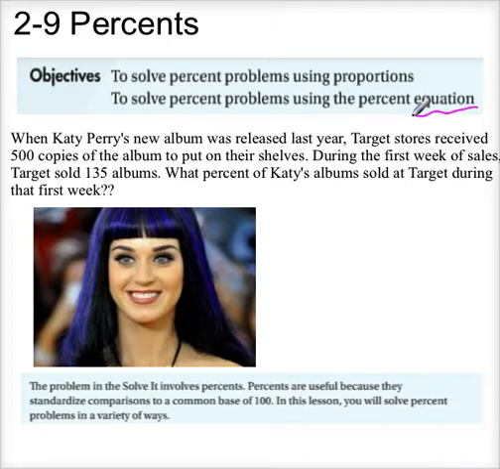When Katy Perry's new album was released last year, Target stores received 500 copies of the album to put on their shelves. During the first week of sales, Target sold 135 albums. What percent of Katy's albums sold at Target during that first week? When you read a problem like this, it is a percent problem. There are two ways we can solve these percent problems. Before we solve Katy Perry's album situation, I'm going to teach you a little bit about these percents.